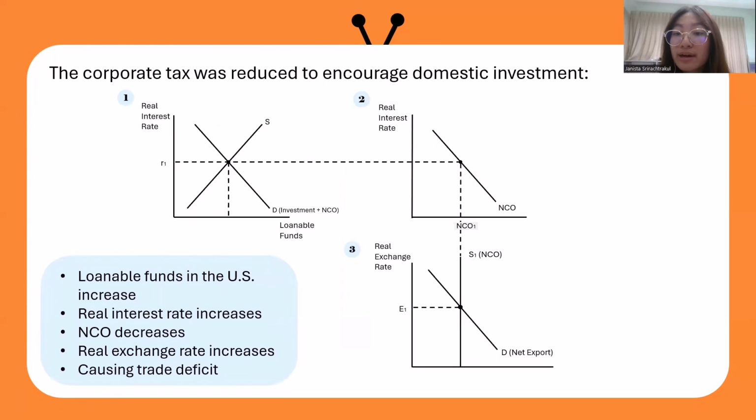We can combine the three graphs together like this. First, the demand curve of investment shifts to the right, which causes the real interest rate to increase. The increase of real interest rate reduces net capital outflow. Later, the NCO supply curve in the last graph shifts to the left and causes an increase in the real exchange rate. This will cause a trade deficit, since the products will be more expensive.